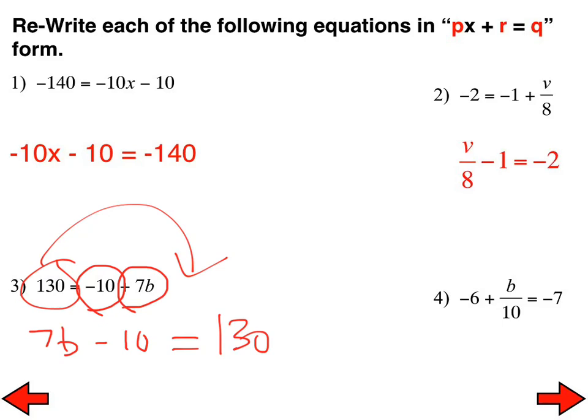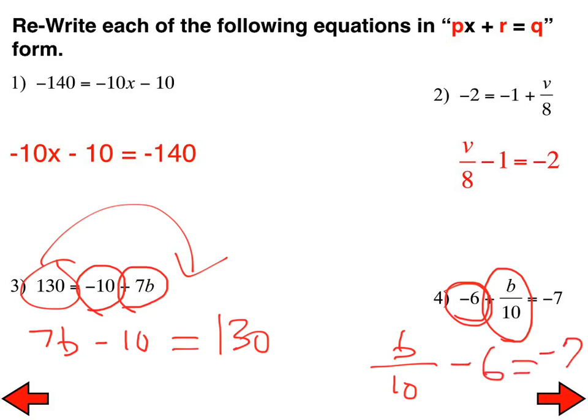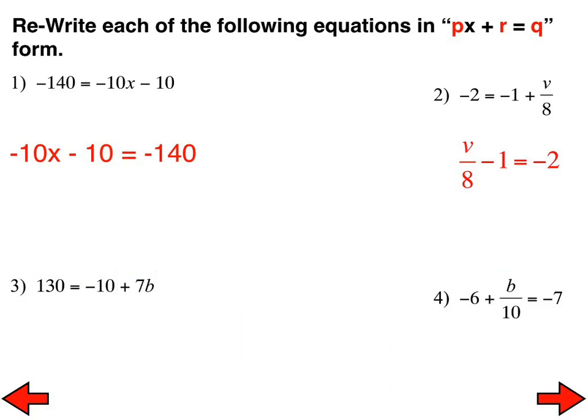Number 4, I'm going to use the same strategy. This is a positive b over 10. How do I know? I look at the sign in front of it. That's the part that has to be written first. This 6 is negative. So you could either write plus -6 or subtract 6, and then that is equal to -7. So any questions on number 3 or number 4?